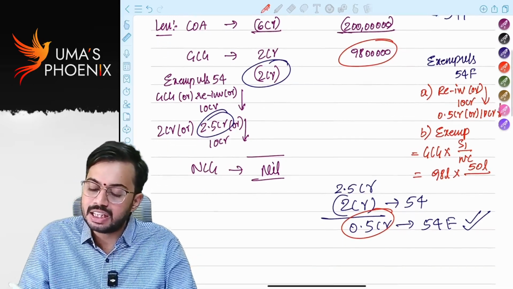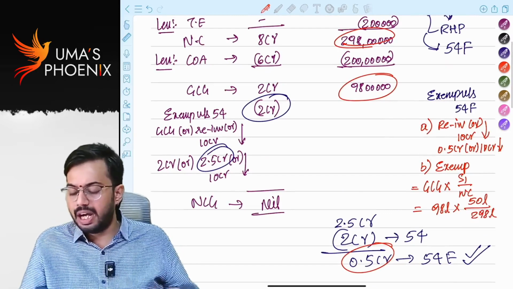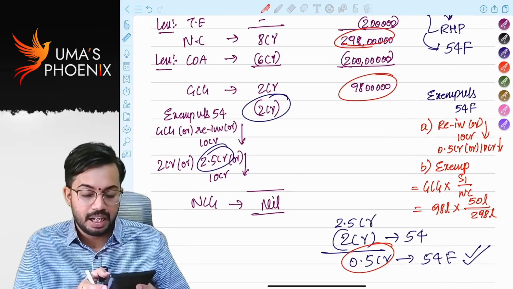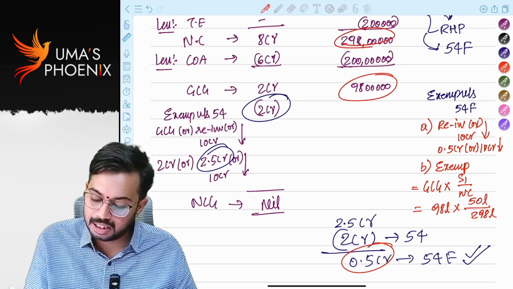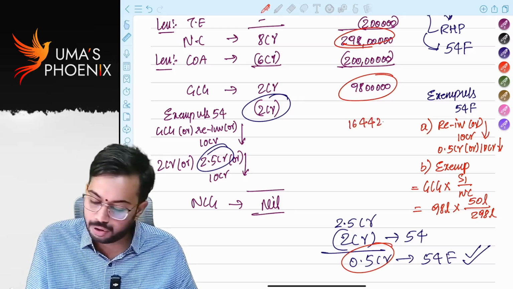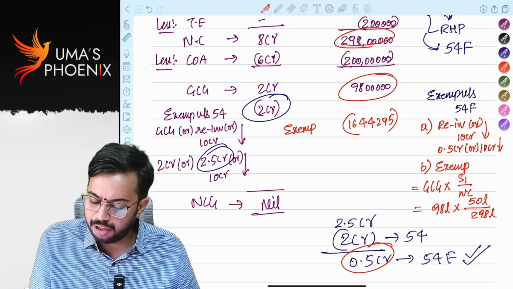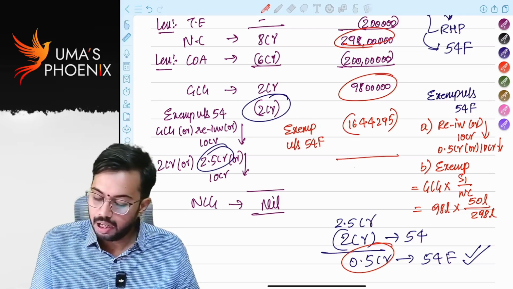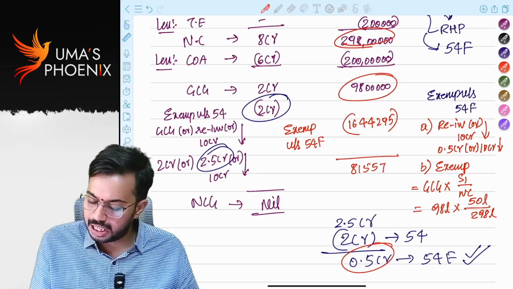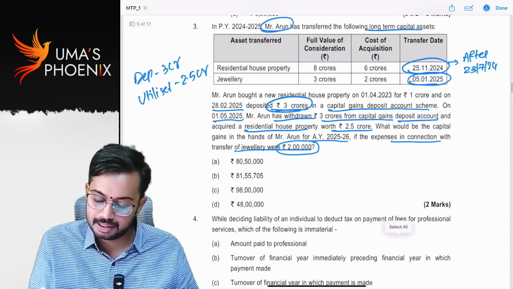Net consideration is 298 lakhs. 50 lakhs divided by 298 lakhs. Calculate 98 lakhs into 50 divided by 298. So exemption is 16,44,295. This is exemption under section 54F. So how much is net capital gain? Net capital gain is 81,55,705 rupees. Whether that answer is there? Yes.